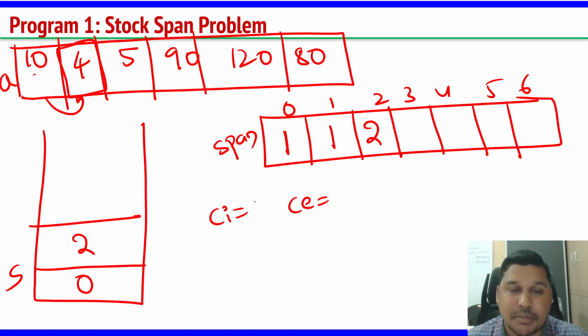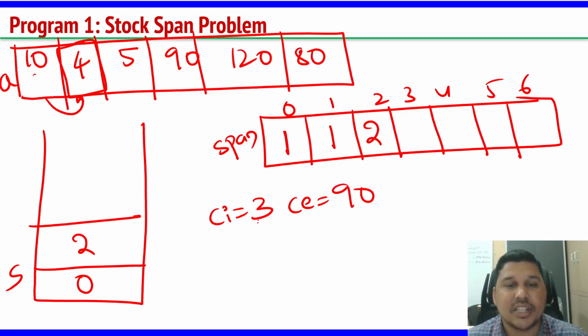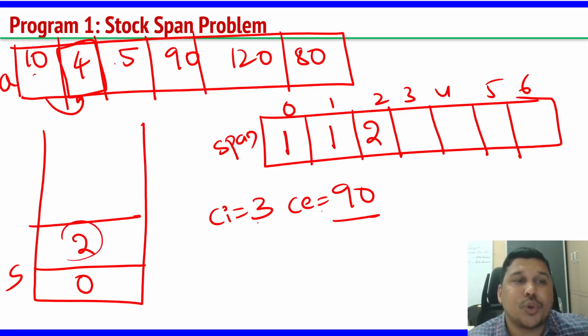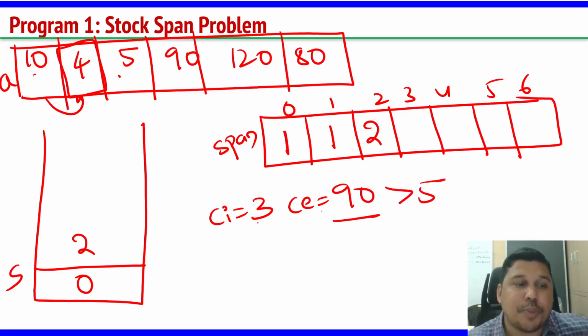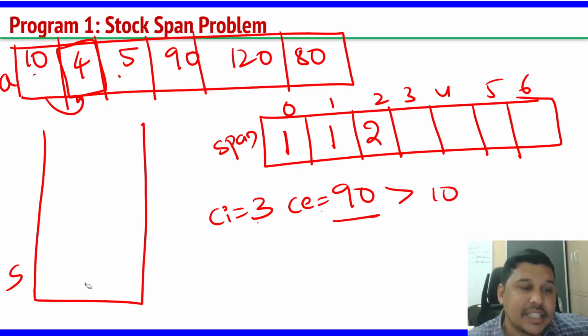Again, let us process further. Now the current index becomes 3. So what is there at 3? I have 90. The current index is 3 and the element is 90. Then what you have to do here? Compare this 90 with the stack top index element. The stack top is 2. What is A of 2? 5. So is 90 greater than 5? Yes. Then just pop out the element. Then again compare. Is 90 greater than the stack top element, that is 10? Yes. Then again delete this element.